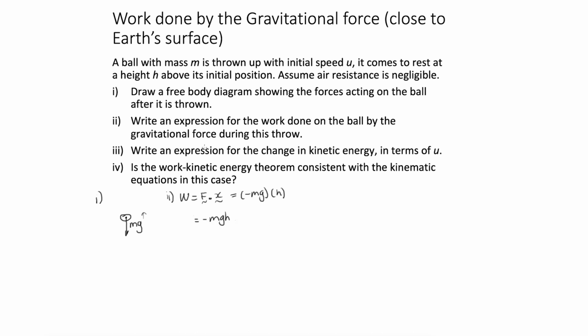Part 3, write an expression for the change in kinetic energy in terms of u. Okay, so we've got that the initial speed is u and that it comes to rest. So we can say, well, the change in kinetic energy is equal to the final kinetic energy minus the initial kinetic energy, which is equal to a half m times 0 minus a half m times u squared. And so this is equal to minus a half mu squared.